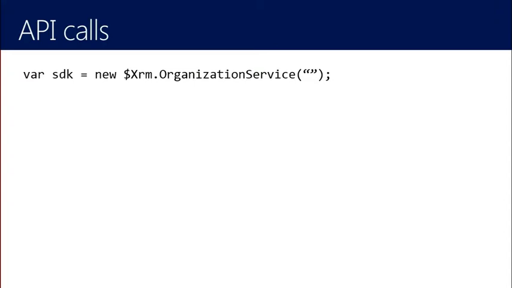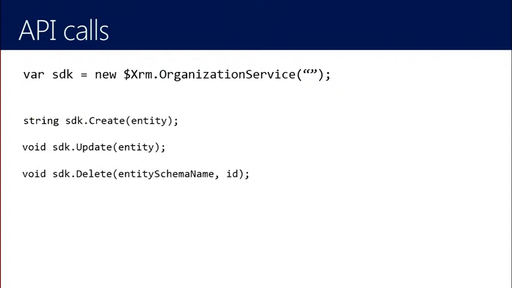So the API calls that are available, we've made all the methods that are available inside the organization service in JavaScript. So for example, create, which takes in an entity and returns back an ID as a string. And then you have the update method, which takes in an entity. Delete, pretty much the same, takes in the schema name and the ID of the record. Then we have implemented a generic execute method, which takes in a generic request and gives you back a response. So if you notice that some of the messages aren't in this library, you can use the request and response to actually make the call to the web service.